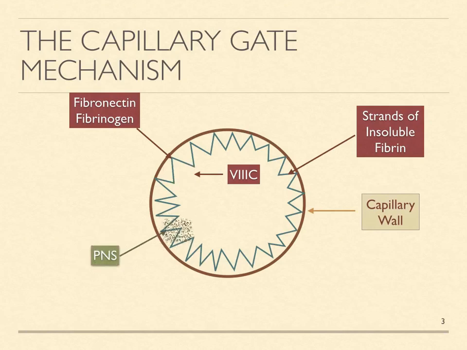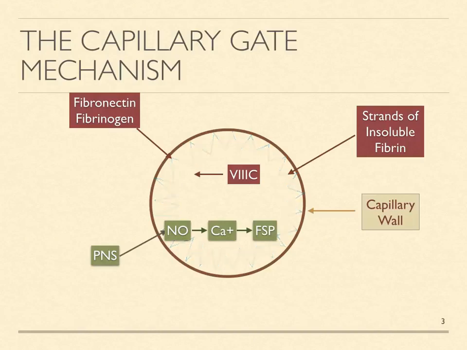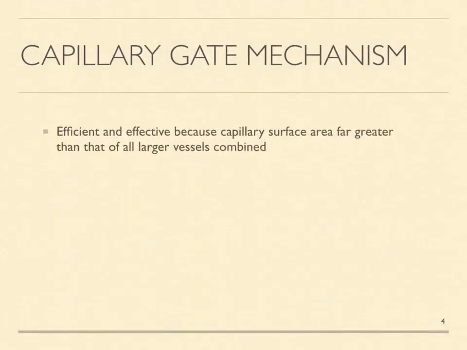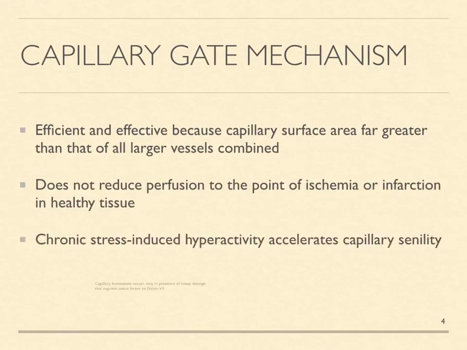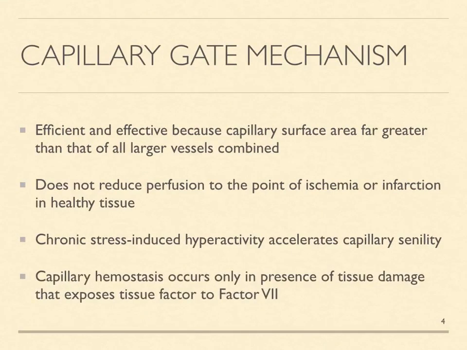Parasympathetic nervous activity releases nitric oxide from capillary walls, which binds to calcium, inhibits thrombin activity, and accelerates the degeneration of insoluble fibrin into fibrin split products. This restores tissue perfusion, tissue oxygenation, organ function, and cardiac efficiency. The capillary gate mechanism is efficient and effective because capillary turbulence, flow, and pressure are negligible, and capillary surface area is vastly greater than all other vessels combined.